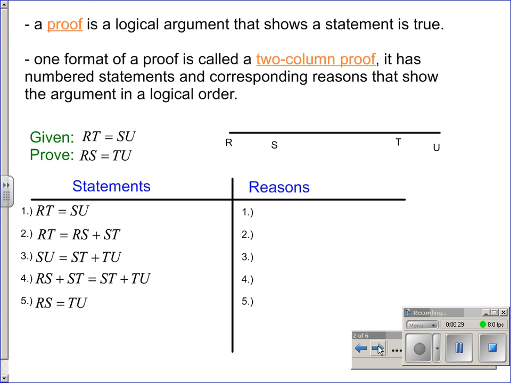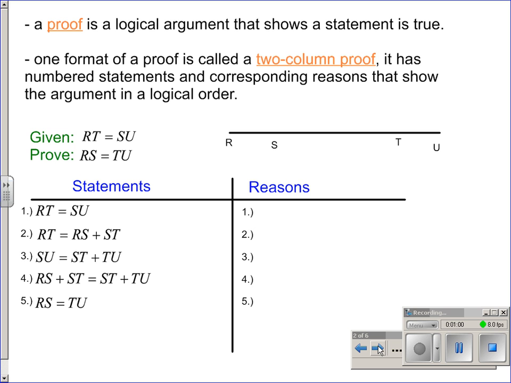So, a proof, like I said, is a logical argument that shows a statement is true. One format of a proof, and there's an infinite number of formats, but one is called a two-column proof. And what you're looking at, the middle screen down, that is a two-column proof. It has numbered statements. It's got corresponding reasons that say this is why those statements are true. So let's just go through this proof. Now all the statements are written out already.